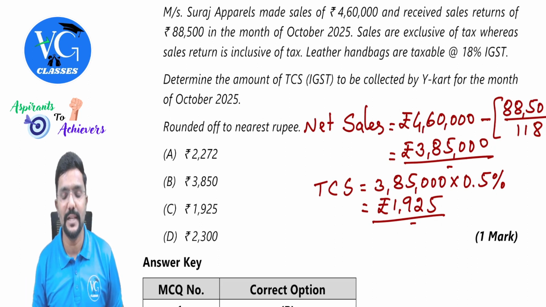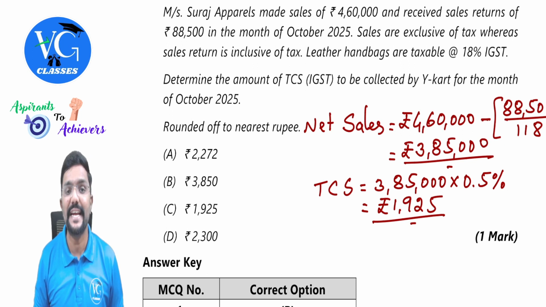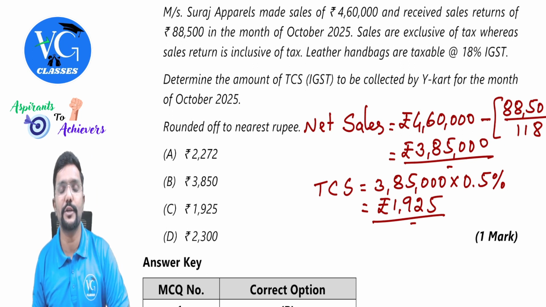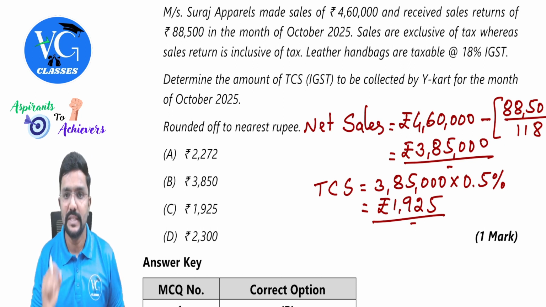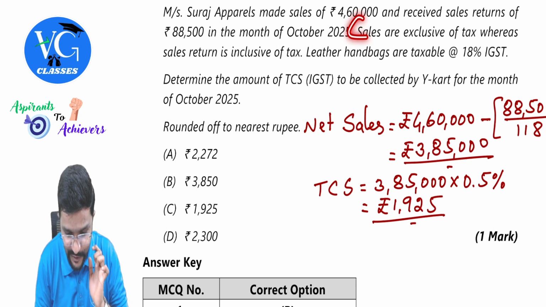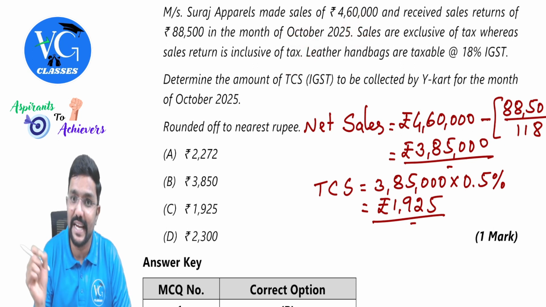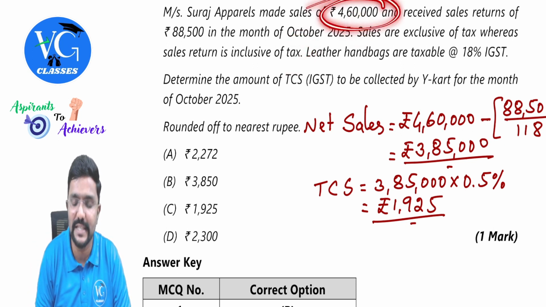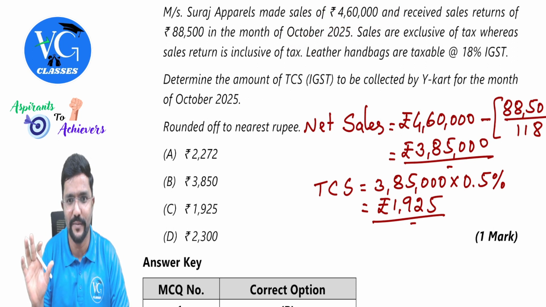Suraj Apparels made sales of 4,60,000 and received sales returns of 88,500 in the month of October 2025. Sales are exclusive of tax whereas sales return is inclusive of tax. Okay, listen, this is crucial. Sales are exclusive of tax, so this is 4,60,000 straight away value of supply.